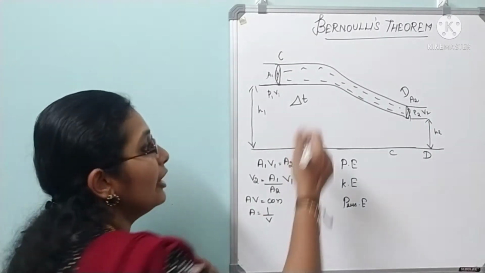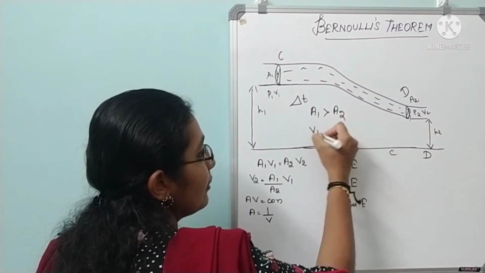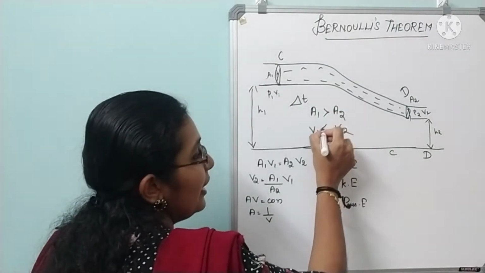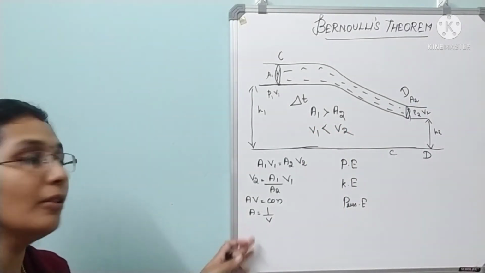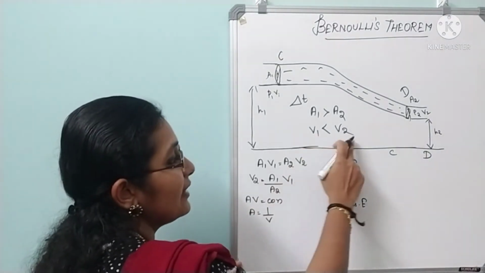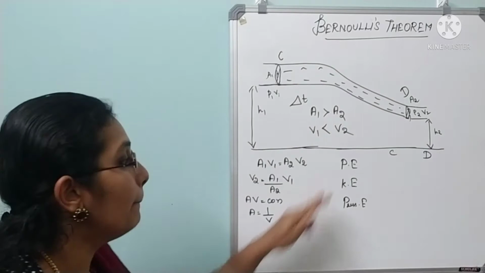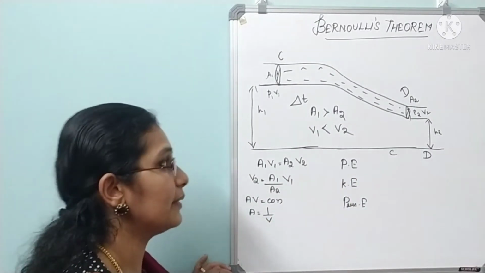So tell me, when your area A1 is greater than A2, how will your velocity be? It would be lesser, right? Because we know area is inversely proportional to velocity through the equation of continuity, right? So V1 is lesser than V2. Now we will compare the three energies at point C and D respectively.